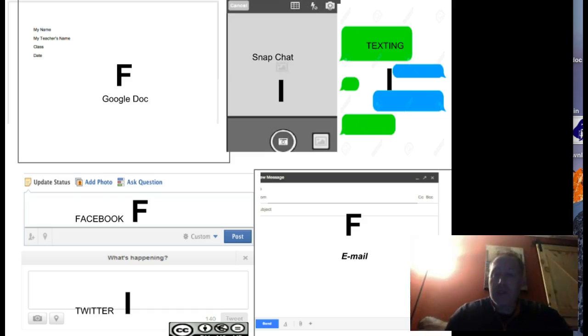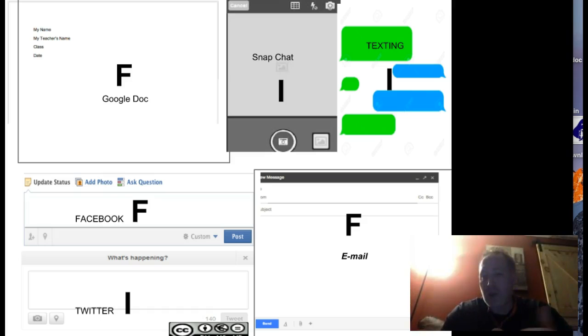So I give them certain scenarios to kind of play out. If you had to email your teacher and you had to ask for your assignments because you were absent, that would be more of a formal email. If you were Facebooking something on the school Facebook page, or you were Facebooking a family relative that you haven't talked to in a while, you want to be more formal.